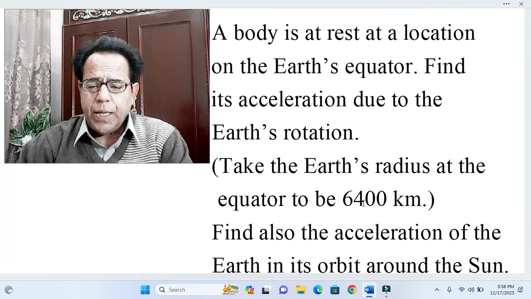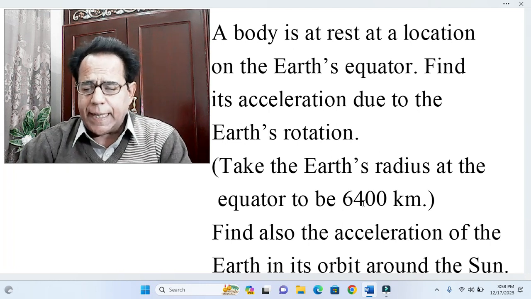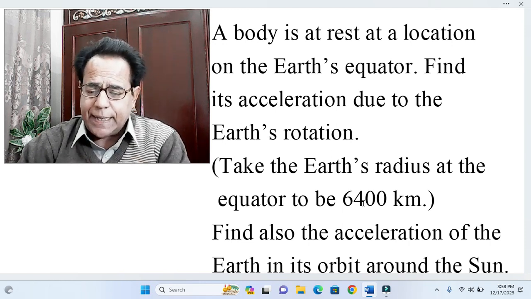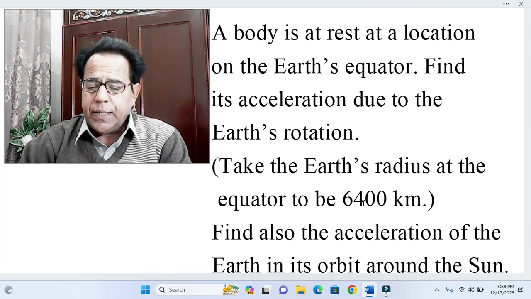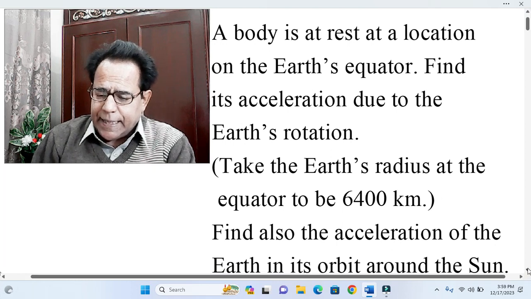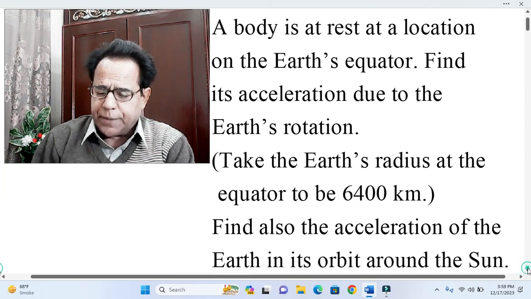A body is at rest at a location on the Earth's equator. Find its acceleration due to the Earth's rotation. Within brackets, it is given as a hint: take the Earth's radius at the equator to be 6400 kilometers.